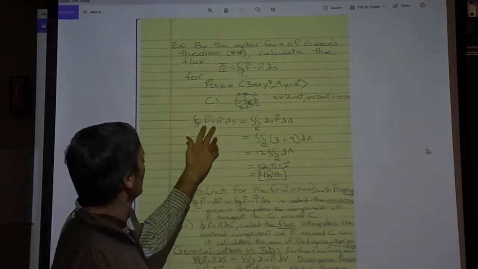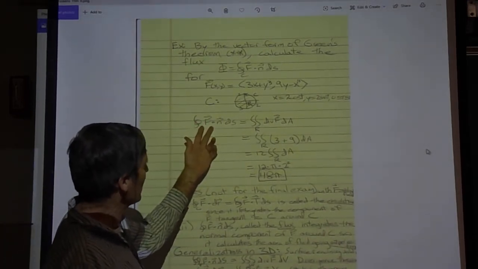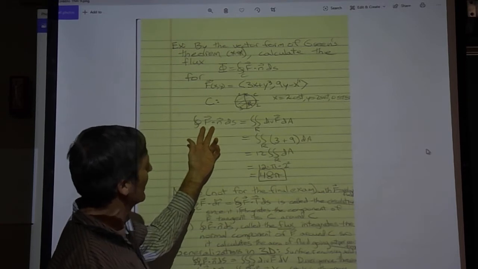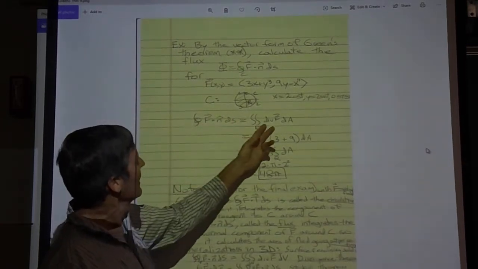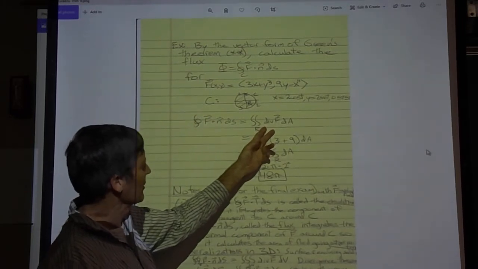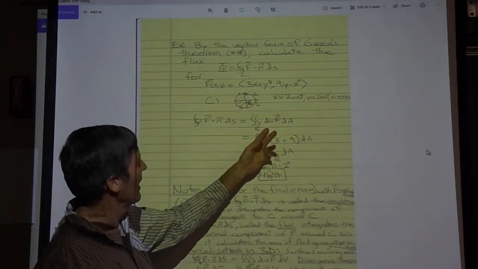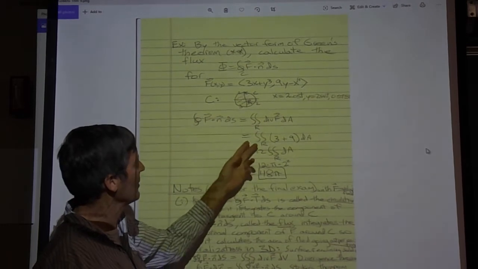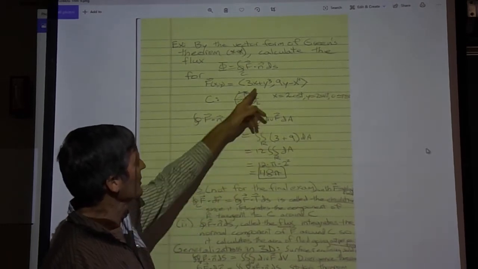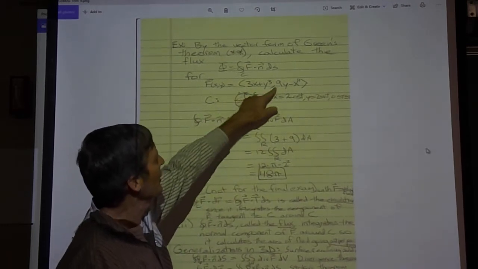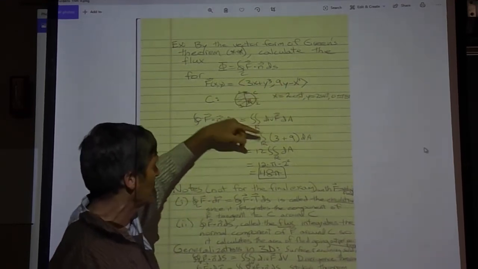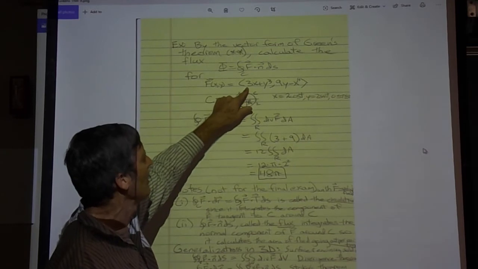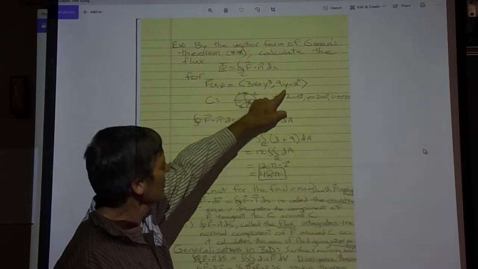So now, the flux F dot n ds, by our theorem, is the single integral around the closed curve, which is the double integral of the divergence of F over the region it encloses. But the divergence of this is pretty easy, right? The divergence is just the partial derivative of this with respect to x plus the partial derivative of this with respect to y. It's del dot F, if you recall. So that's 3 plus 9.